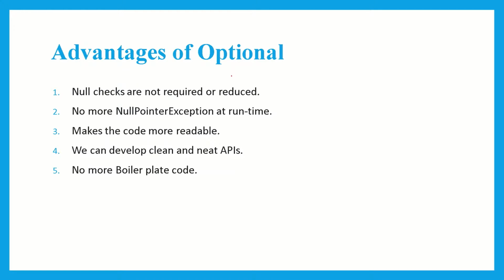So the last part, what are the advantages of Optional? All these we checked. Null checks are not required or are reduced, right? We would have to do too many null checks if Optional was not there. So all that is reduced. No more null pointer exception at runtime. Our code will not abruptly end at runtime, right? And it makes the code more readable. That is true, as so many lines of code will reduce, right? We can develop clean and neat APIs. Same thing. No more boilerplate code. Boilerplate code is something like the same repetitive code again and again with very slight changes, right? So no more code like that.